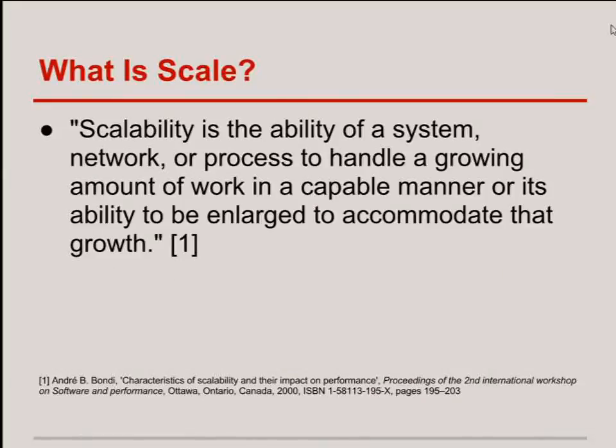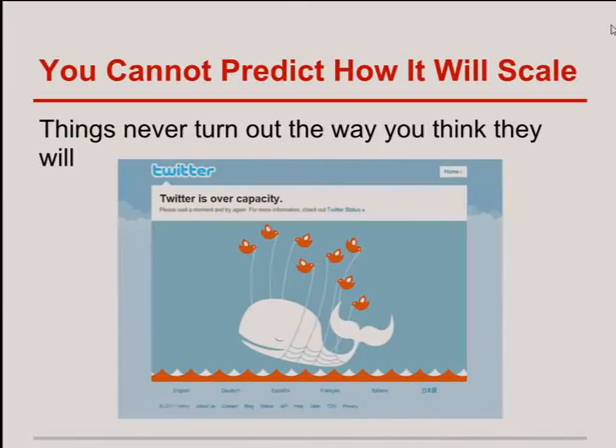So, scalability is basically the ability for your system or network or process or whatever to handle more capacity than it does now without breaking. But you can't predict how an app's going to scale ahead of time. So scaling is always just in time, because in order to decide how to scale, you have to know what part needs to scale. And you can't predict that because users are unpredictable. No matter what you think, they will do something dumber.